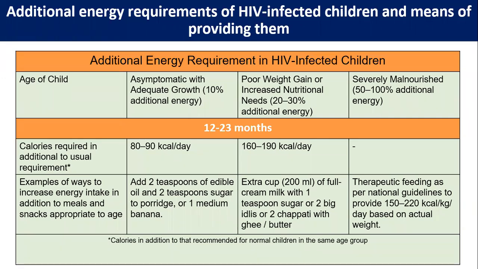So similarly, between 12 to 23 months, again, how do we make it energy dense? We can add 2 teaspoons of edible oil or 2 teaspoons of sugar to the porridge, or 1 medium banana can be added. Or if it is poor weight gain with 20% to 30% additional energy required, we can add an extra cup or 200 ml of milk with 1 teaspoon of sugar, and 2 big idlis can be given, or 2 chapatis with ghee or butter. Depending upon their affordability, we can advise. So whenever you are advising a diet, you have to take into consideration the social status of their family and what food items are readily available.